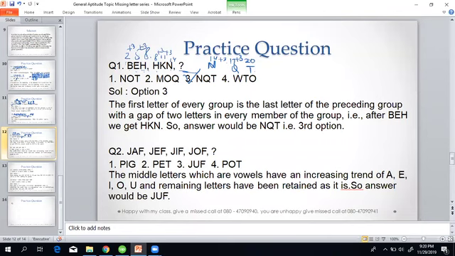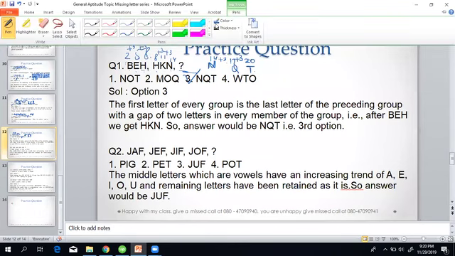Do you understand this question? In this question, as one of the students wants me to repeat that.